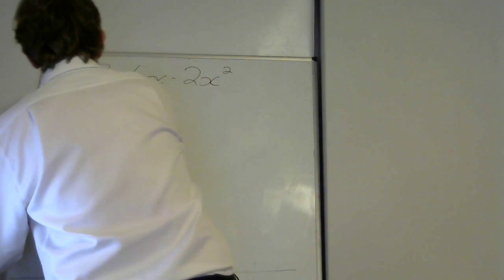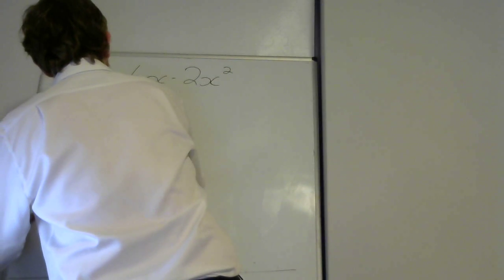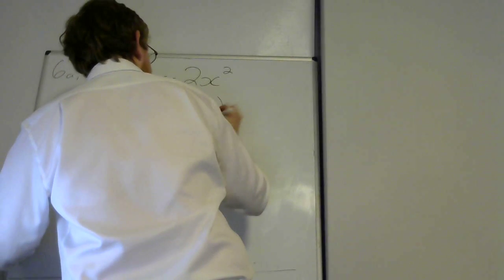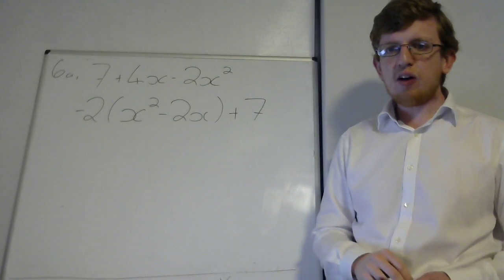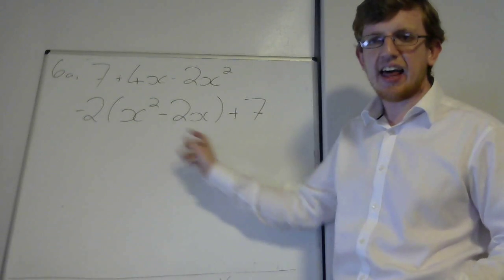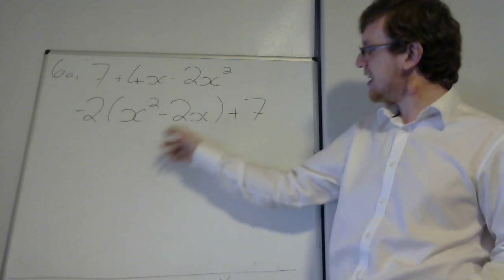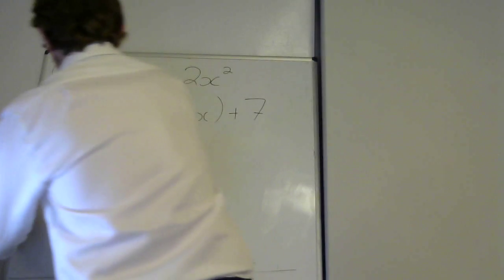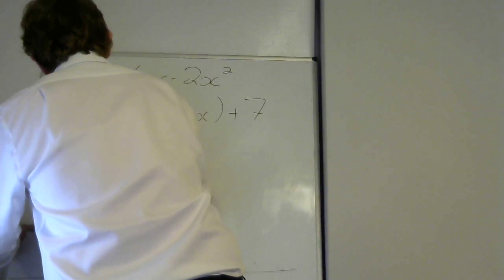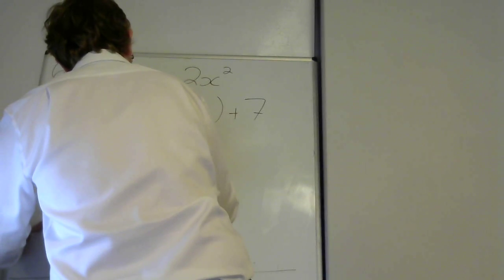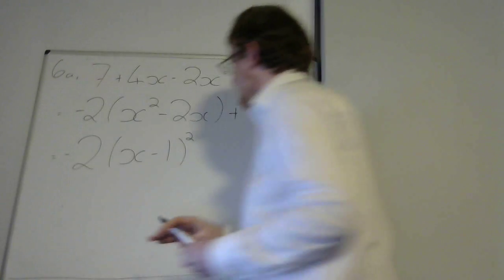So factorising this minus 2 out, that gives me minus 2 lots of x squared minus 2x. And we've still got that plus 7. So now I'm happy I can complete the square on this bracket here. I've got x squared, perfect. And I can just half the value of this. So that's minus 2 times x minus 1 all squared.